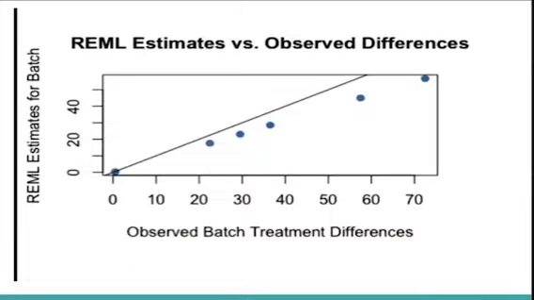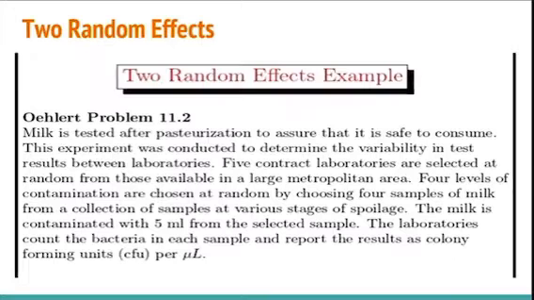Now, because of that, I will quickly go into two random effects. What if I have a two-way ANOVA and the two factors are both random? Factor A is random, factor B is also random. Of course, this is an example. This problem is actually from problem 11.2. You can check the recommended textbook.